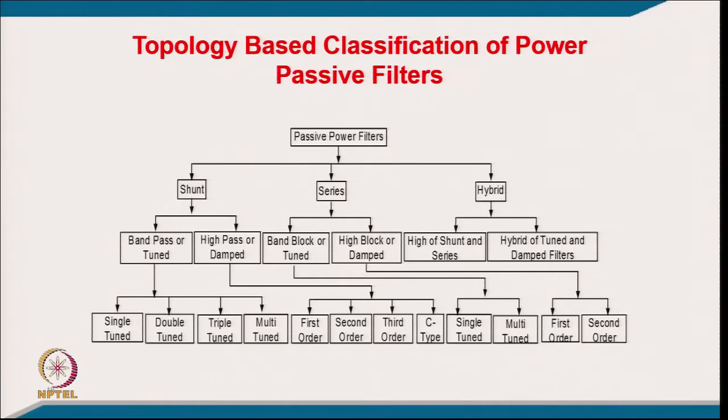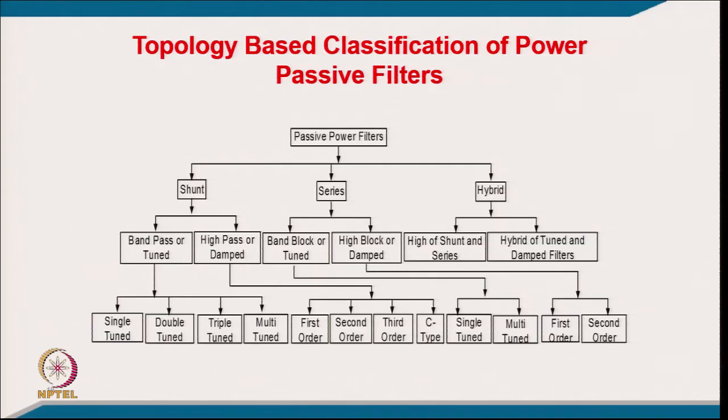Now, in that case we typically use the series filter, and we call it a band block or tuned filter. I mean we are tuning for a particular frequency, connecting it in series. That is supposed to block, or put a dam, for those harmonic currents not to flow into the circuit from supply to the load. And here again we have the same categorization: it can be tuned for a single blocking frequency, or two frequencies, or multi-tuned for multiple frequencies.